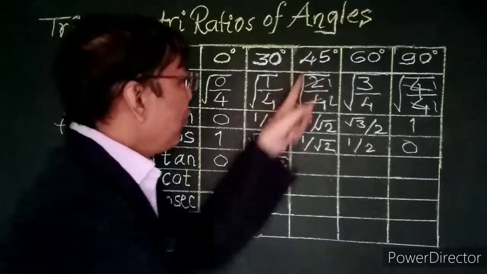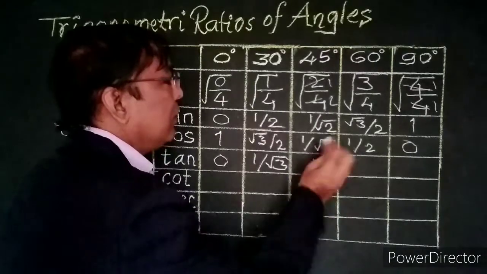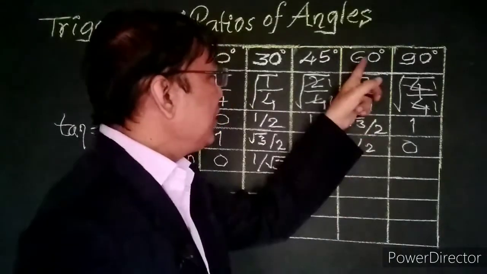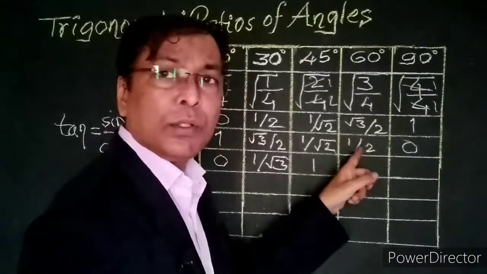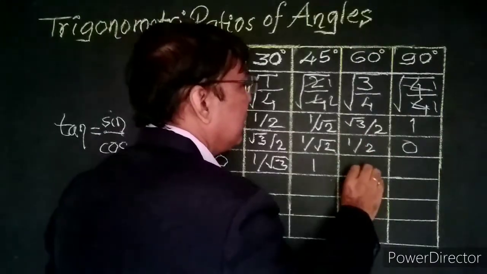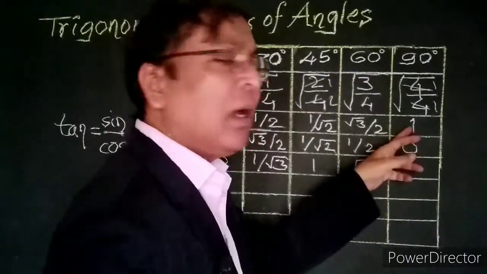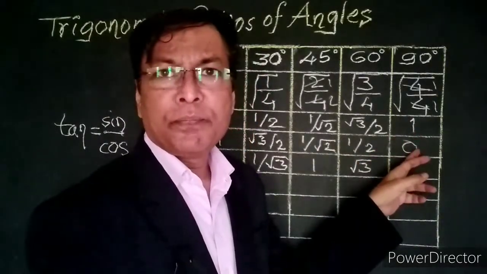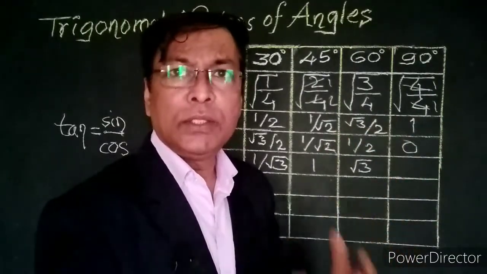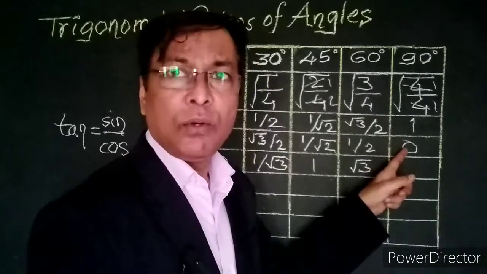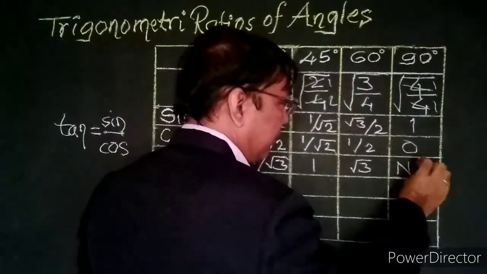Now, tan 45 degree, 1 upon root 2 divided by 1 upon root 2. They get cancelled. We get here 1. Tan 60 degree, root 3 upon 2 divided by 1 upon 2. 2 get cancelled. Here we get root 3. Now, 1 upon any number divided by 0. 1 upon 0. That means not definable. I write in short ND.